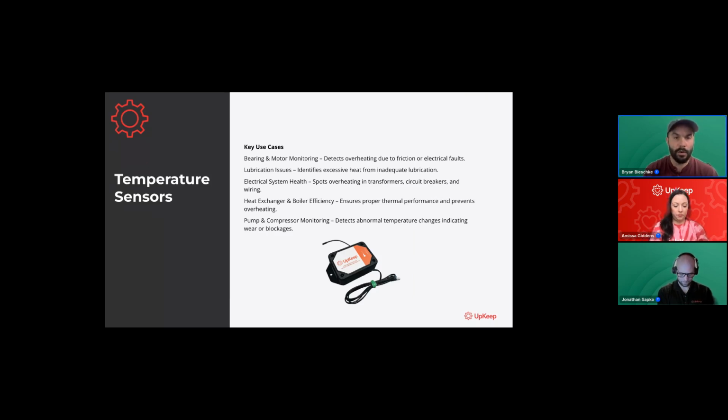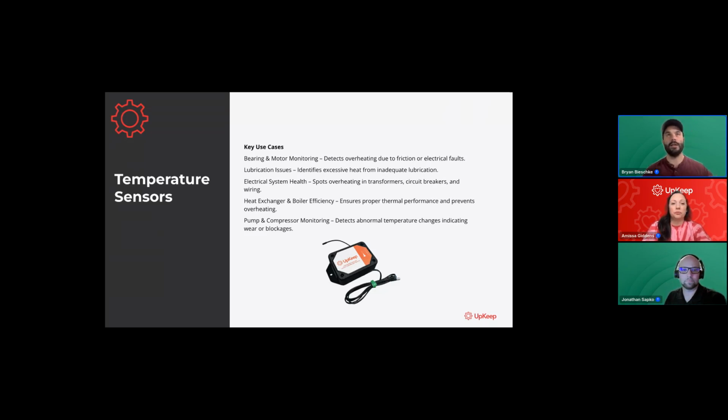Temperature. This is a big one. Temperature is the broadest sensor technology that we see. John, correct me if I'm wrong, we probably have more temperature sensors out there than anything, huh? Yeah, I agree. There are just so many opportunities for thermal evaluation.